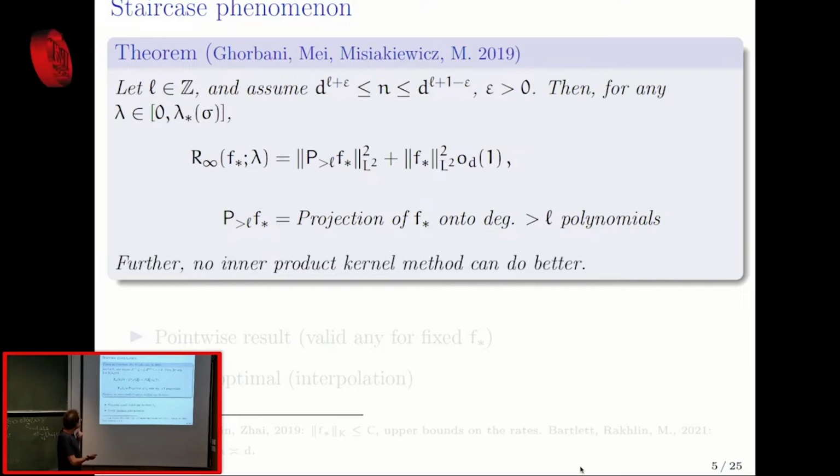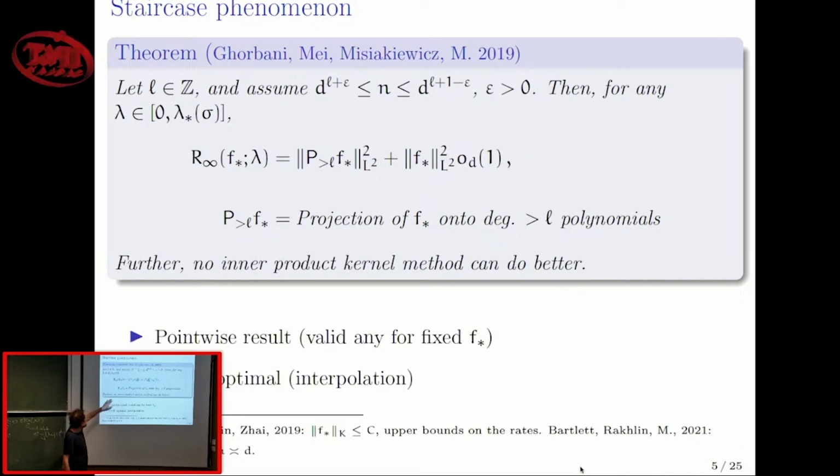There is a second part of the theorem. This is true for any lambda below a certain threshold. The second part says that no inner product kernel method can do better. In particular, if you take lambda larger, you cannot achieve it. All right, so a couple of remarks.